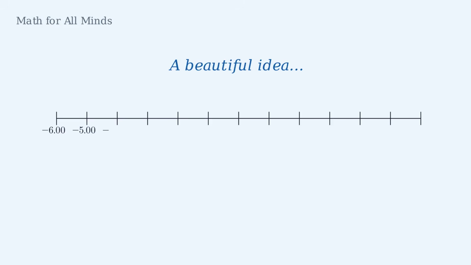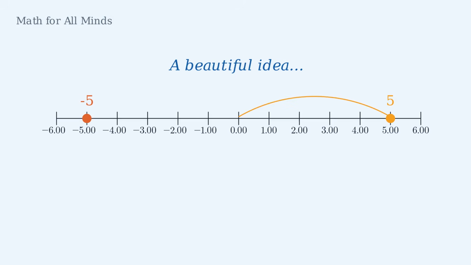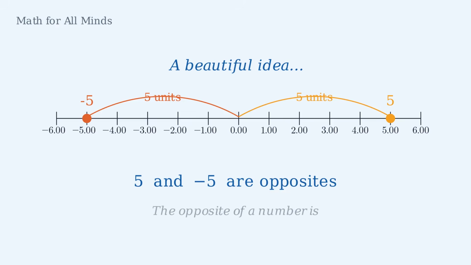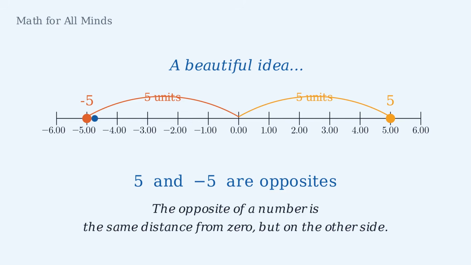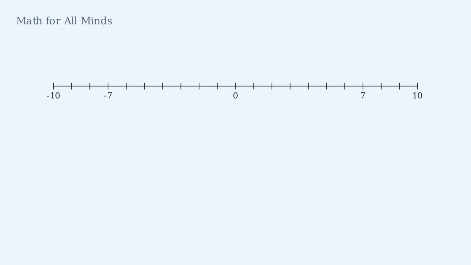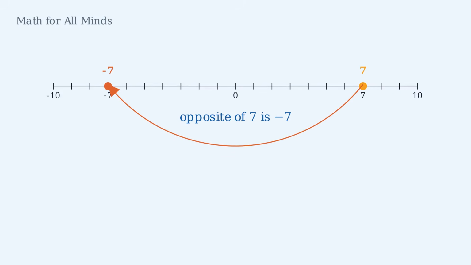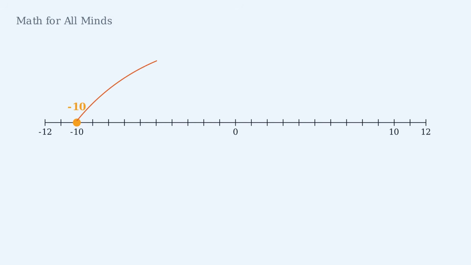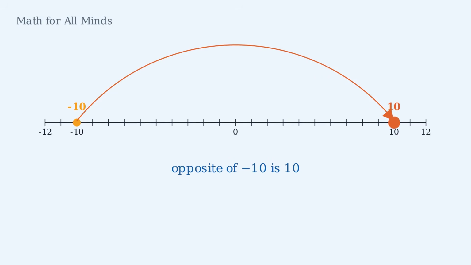Now here's a beautiful idea. Look at 5 and -5. They're both exactly 5 units from 0, just on opposite sides. We call these two numbers opposites. The opposite of a number is the same distance from 0, but on the other side. So what's the opposite of 7? 7 units to the right of 0, flipped over, gives us -7. And the opposite of -10? 10 units left, flipped over, becomes +10.